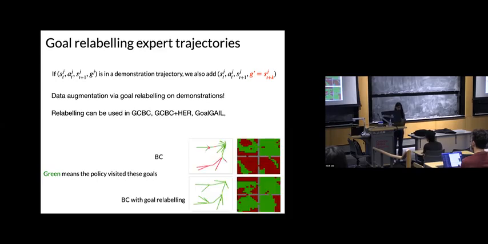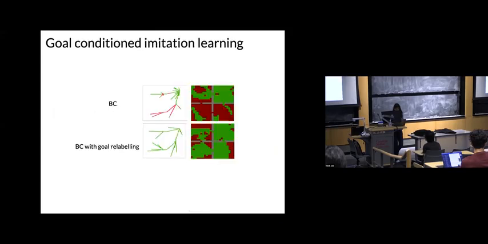And here, essentially, GC means goal-conditioned BC. This is behavior cloning. Goal-conditioned BC, plus hindsight experience replay, and GAIL, where you also use the adversarial reward. Okay, and you see how the BC with goal relabeling is able to visit much more of the state space much faster. That's pretty much it.